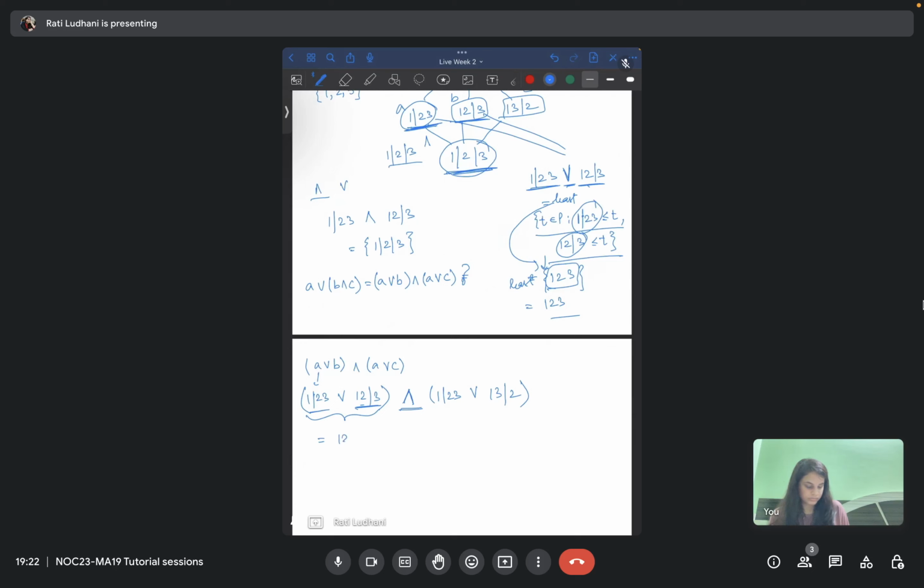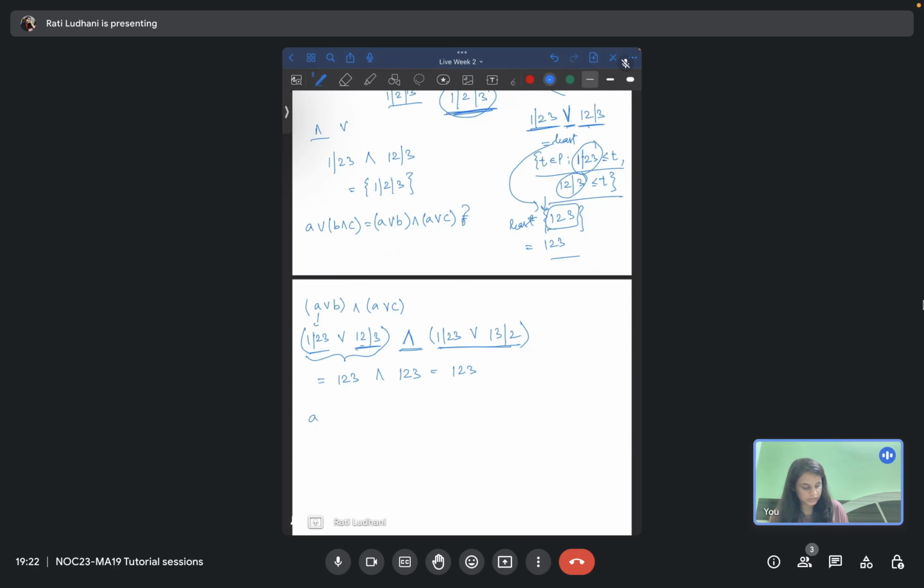One, two, three, and join, and with these two again you will get 1 2 3. So One, two, three meet will be just 1 2 3. Now let's check the other side. The other side is this.